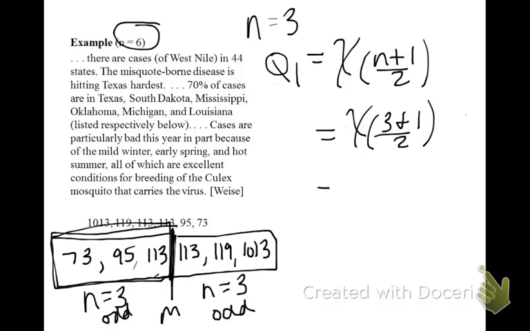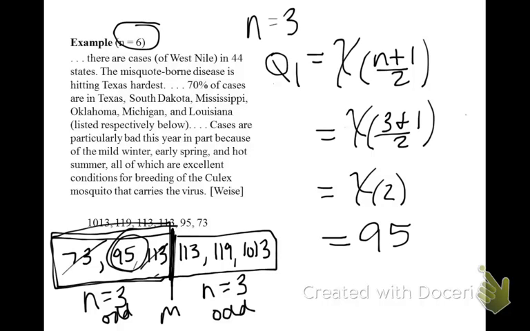3 plus 1 is 4, and 4 divided by 2 is 2. This says go to your second observation. Or if you were thinking of the tick mark method, mark off a small, mark off a high, there's your middle number, that's your median for the lower half, that's your first quartile. Our second ordered observation is 95.